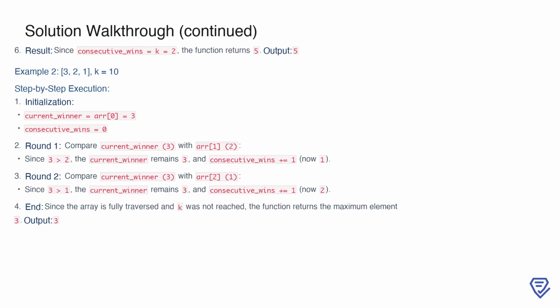At this point, the array is fully traversed, but consecutive_wins has not reached the value of k, which is 10. Therefore, the function returns the maximum element in the array, which is 3.